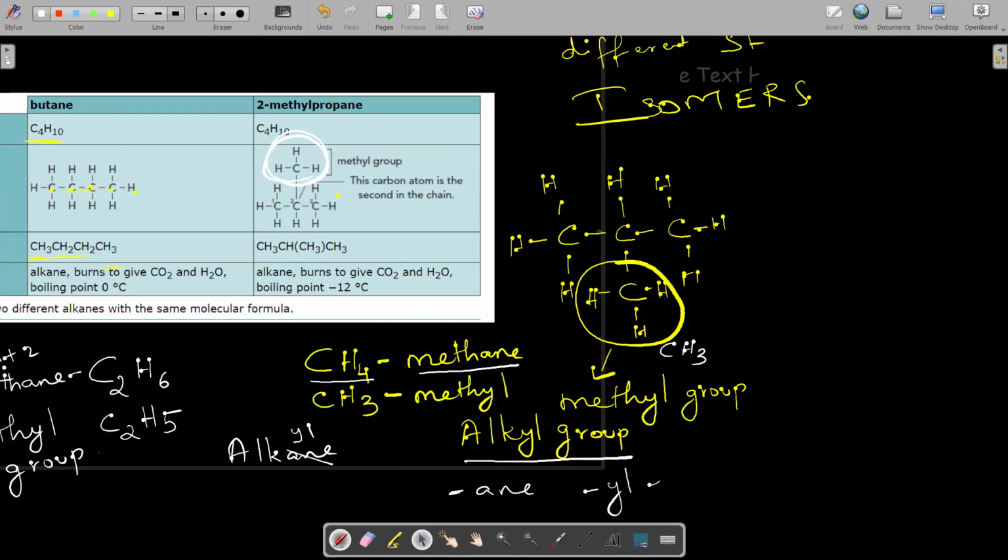I think I need to change my color here so that it's easy for you. So let's start numbering the carbons. Carbon 1, carbon 2, carbon 3. Because you might be wondering where this 2 came from. If you number the carbons 1, 2, and 3, where is the methyl group attached? It is attached to the second carbon. So we'll put that 2 there in the name.